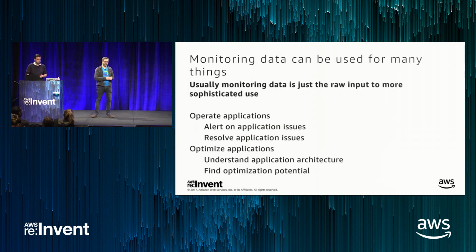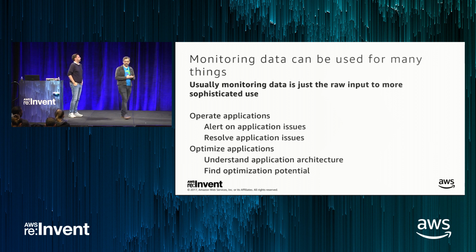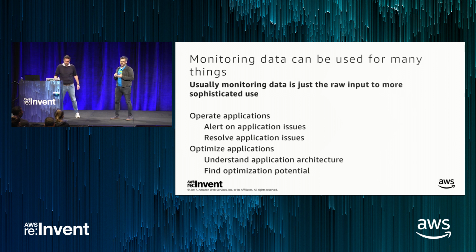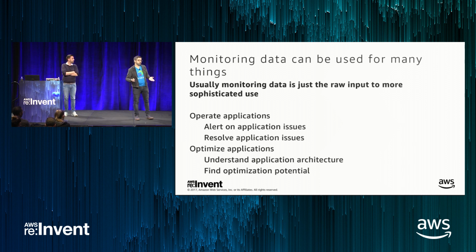So what can we do with all this monitoring data? All monitoring data that we have here from AWS, we can actually also let it be ingested by other tools, or use it then to do more sophisticated things with it. For instance, for operations, we can use it to alert on application issues or resolve issues. And we can optimize applications because if we understand the architecture, we can make our architectural decisions better. For instance, you have some service calling another service in a totally different availability zone. You most probably want to change that, and this is what you see through this information.